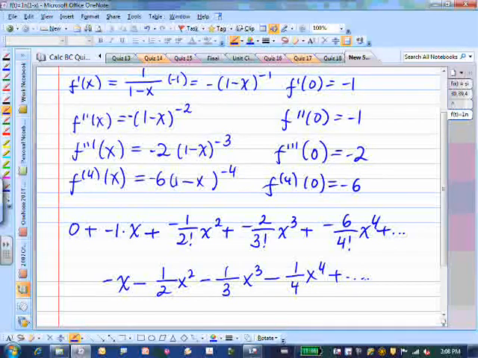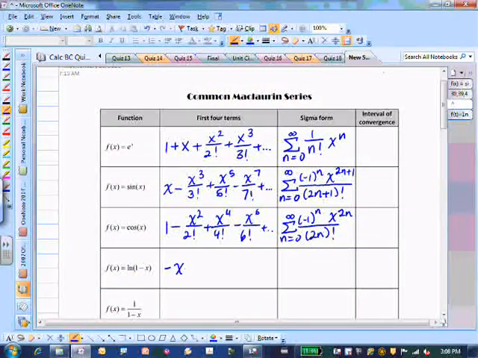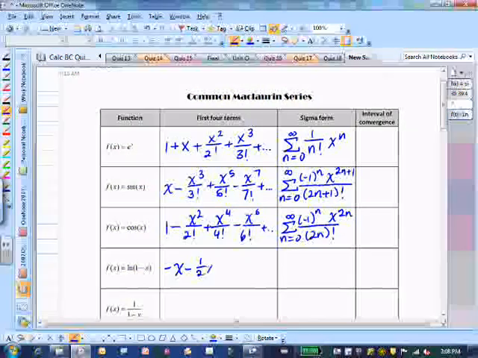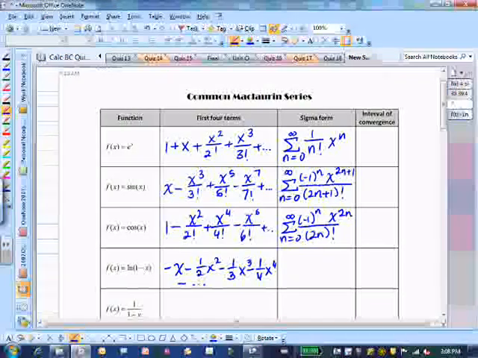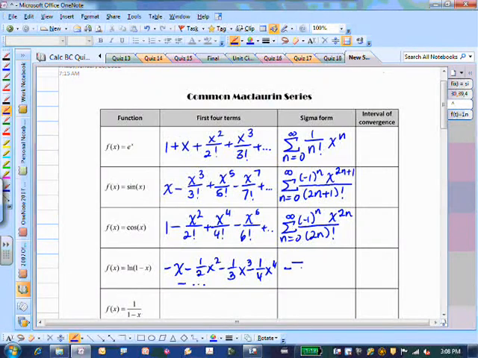Okay, so we're going to take this series and we're going to put it back in the worksheet we just had. So for ln, it starts out with negative x minus 1/2 x squared minus 1/3 x cubed minus 1/4 x to the fourth minus dot dot dot. Okay, in sigma form, there's just a big negative on the outside. I can start this sigma at 1. It doesn't alternate, so I don't need that. Everything is negative. And it looks like just 1 over n, x to the n power.